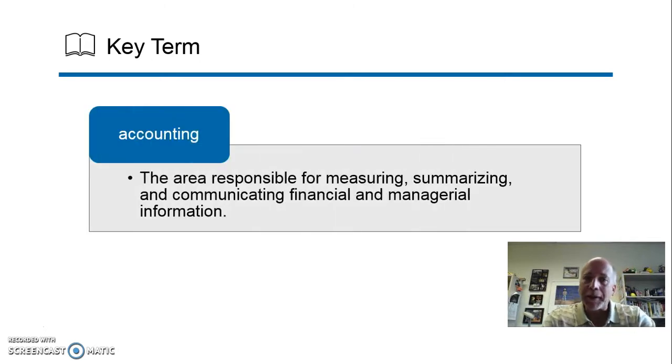Fourth, we're going to talk about the accounting department. Now, the accounting department is responsible for measuring, summarizing, and communicating financial and managerial information. So the accounting people keep track of what has been done. So it's kind of an in-the-past type of department. They keep track of the amount of sales we had yesterday, the amount of sales we had last month, the amount of expenses we had yesterday or last month. How many hours did we employ people? How much was our payroll?